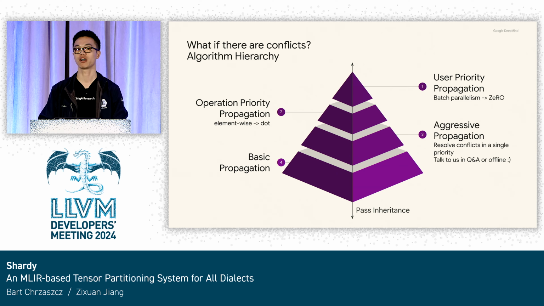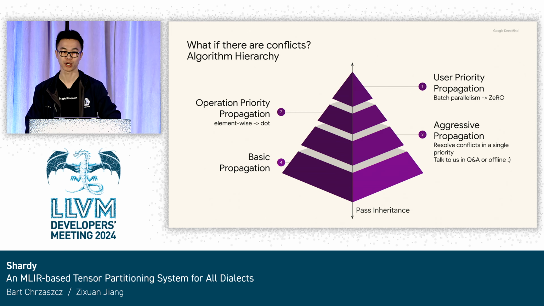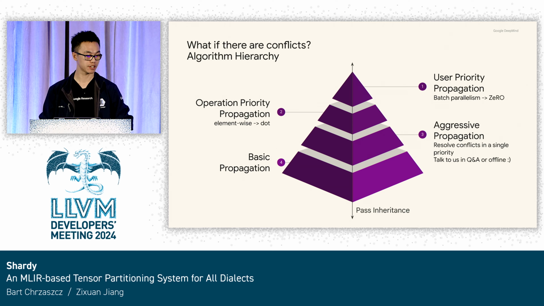And the third level is we develop different strategies to resolve the conflicts in a single priority. For example, when we have conflicts across different factors, or conflicts along a single column, we cannot propagate the batch axis along a single column easily. We can discuss more details after in the QA or offline. And the bottom layer is the basic propagation, which applies the specific strategy and propagates shardings along factors in the factor sharding space.